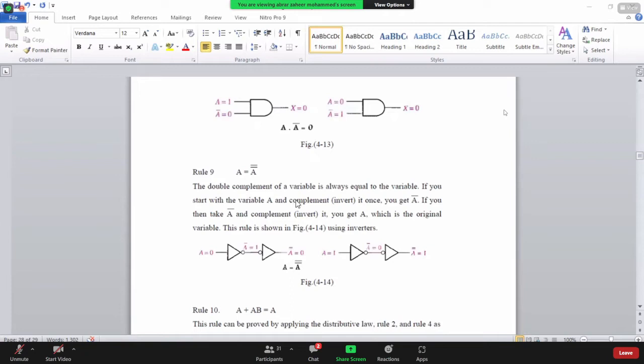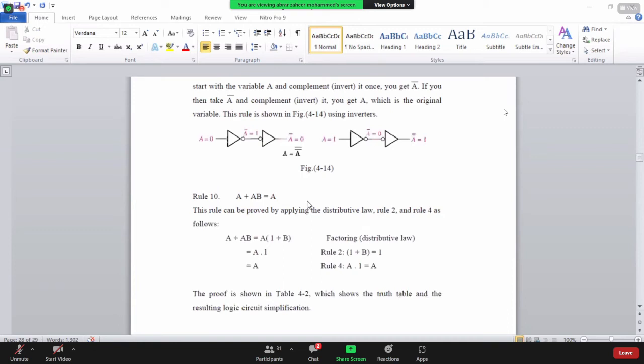Then rule number 10 we have is A plus AB is equal to A. This rule we can prove by applying the distributive law, rule number 2 and rule number 4. First A plus AB, then we can take A common, then we get A into 1 plus B. So this is the distributive law. Then we know that 1 plus B is equal to 1 by rule number 2. So A dot 1. Then by rule number 4, A dot 1 is equal to A. Hence we can prove that A plus AB is equal to A.